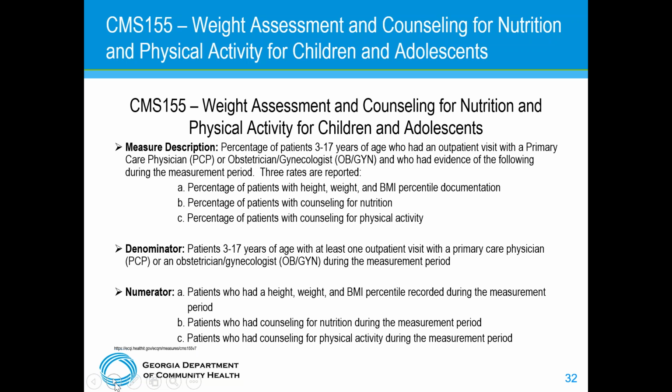The denominator is going to include those 3 to 17 years of age with at least 1 outpatient visit with their PCP or OBGYN during the measurement period. The numerator is targeted to 3 population groups: those patients who had height, weight, and BMI percentile recorded for the measurement period, those patients who had counseling for nutrition during the measurement period, and those who had counseling for physical activity during the measurement period.